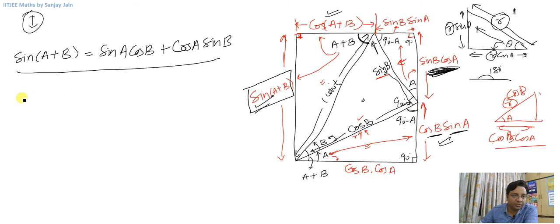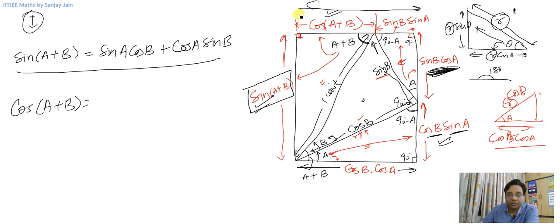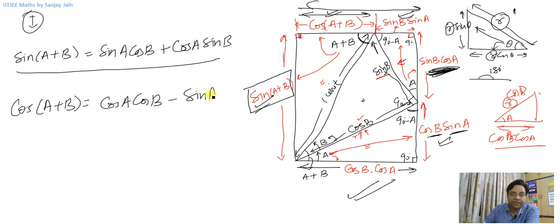Now cos(A+B) is going to be equal to, now opposite sides are equal in a rectangle, so this side is equal to this complete side. So what about this segment here, cos(A+B)? It will be this, that is cos A cos B minus sin A sin B. So it will be equal to cos A cos B minus sin A sin B.